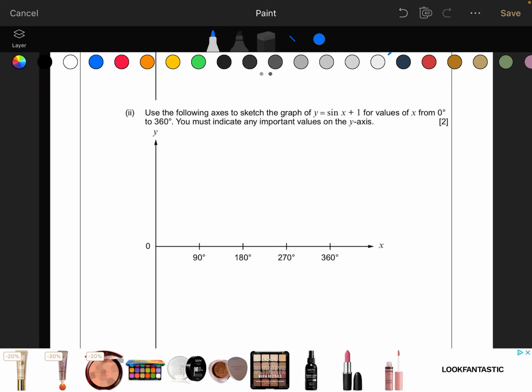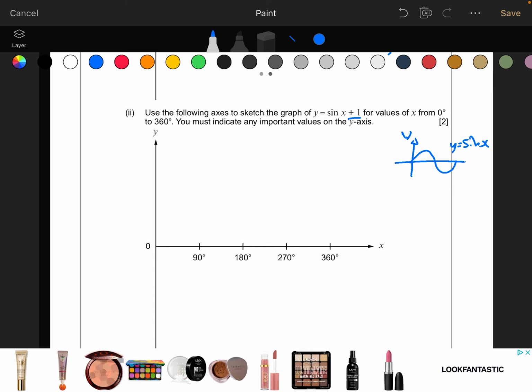Use the following axis to sketch the graph of y equals sine x plus 1. Well, this is like the y equals sine x graph. Again, I'll draw that on there like that. That's y equals sine x. And we're going to add 1 to all the y values. So that means really that the graph shifts up slightly. So it shifts up. So instead of being 0 here, it goes up to here.